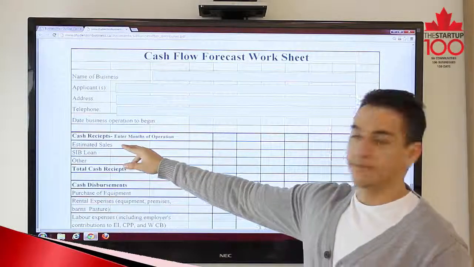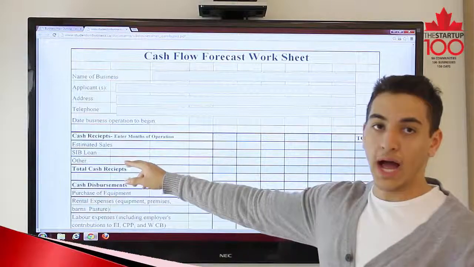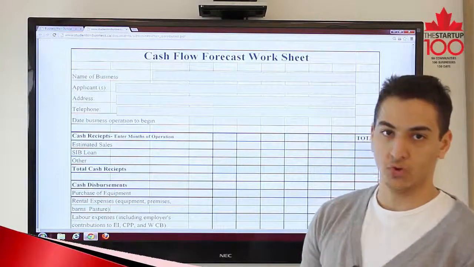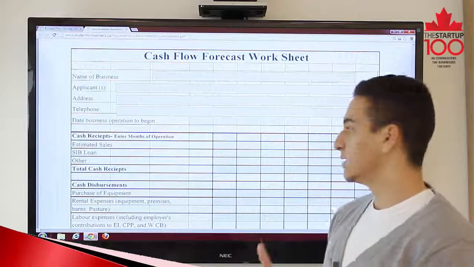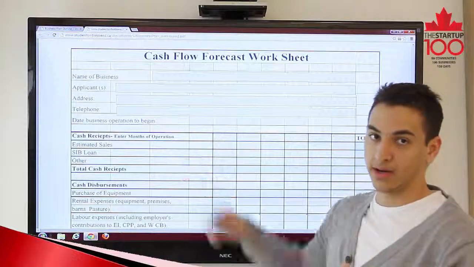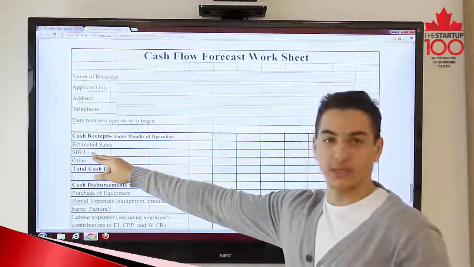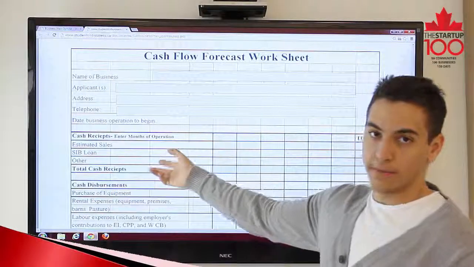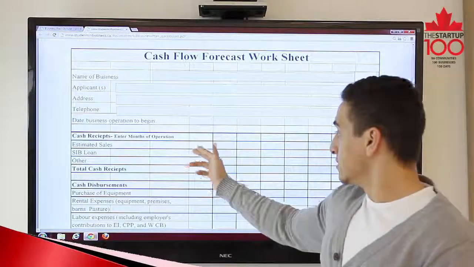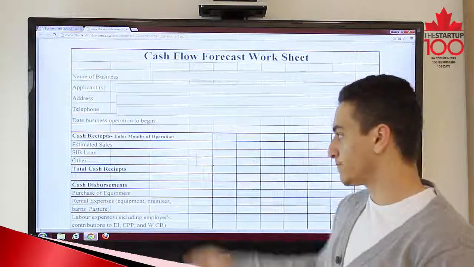Estimated sales is basically what you're selling with your business. So for example, if you have a cookie business, you're selling 10 cookies each for $2, that's $20. You put this over here, $20, because that's sales, money that's going into your business. Then comes the Students in Business loan, which is the loan that you'll be applying for through the Startup 100. The money that you get from the loan, you put it over here as well.